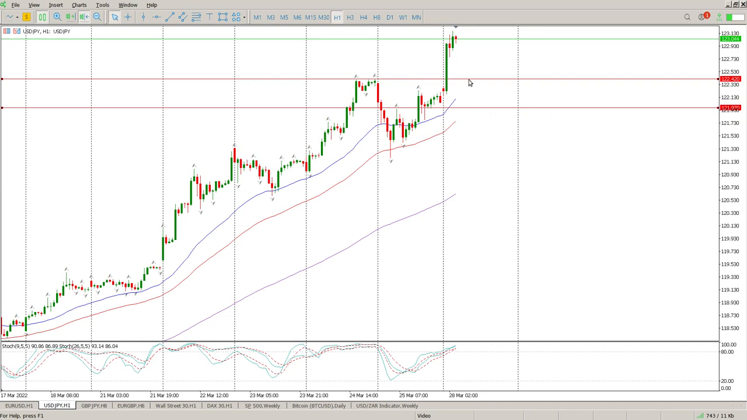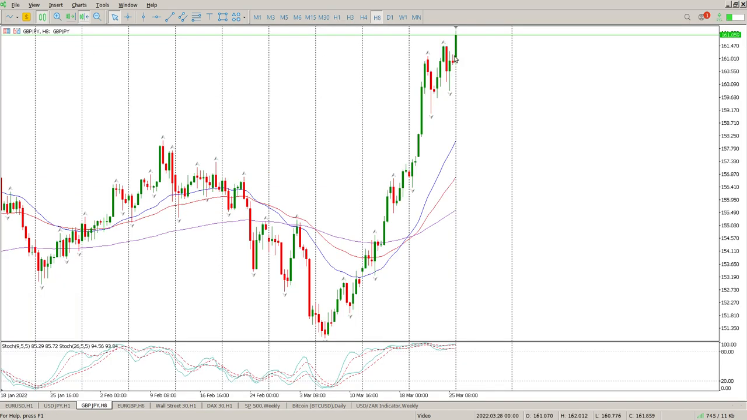Anyway, what we're looking for at the moment is a pullback to one of two areas. So first area is going to be 122.420, and alternatively 121.970. So pull back into that zone, looking to buy this. This is one-way traffic at the moment. British pound, Japanese yen, also one-way traffic.